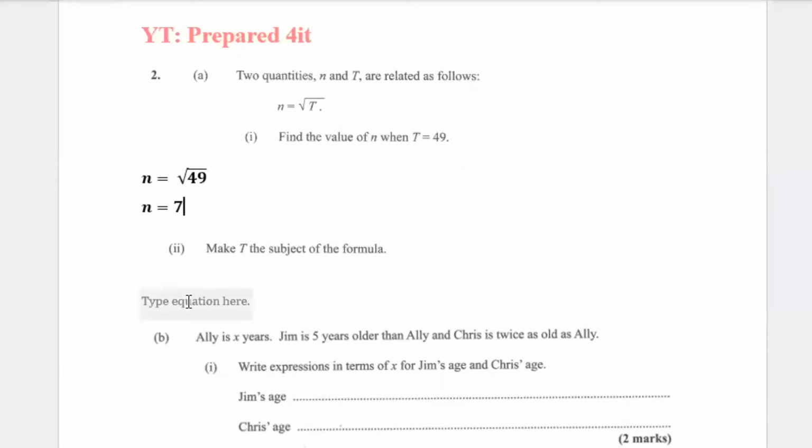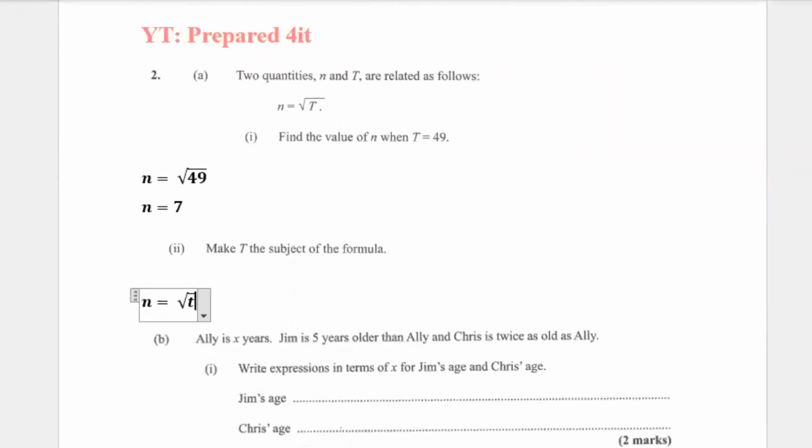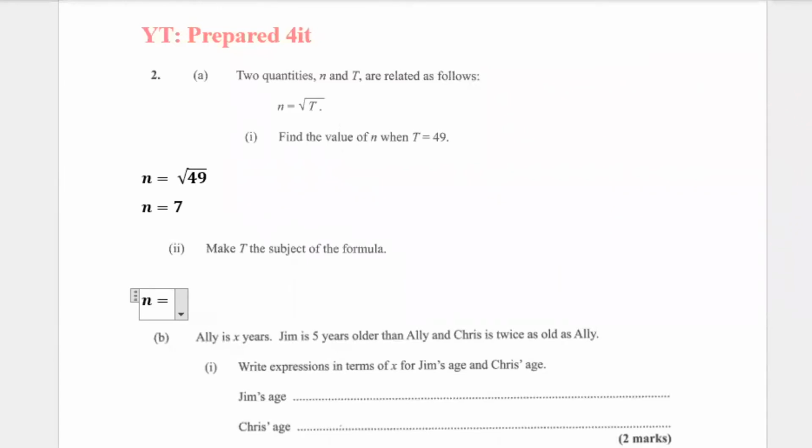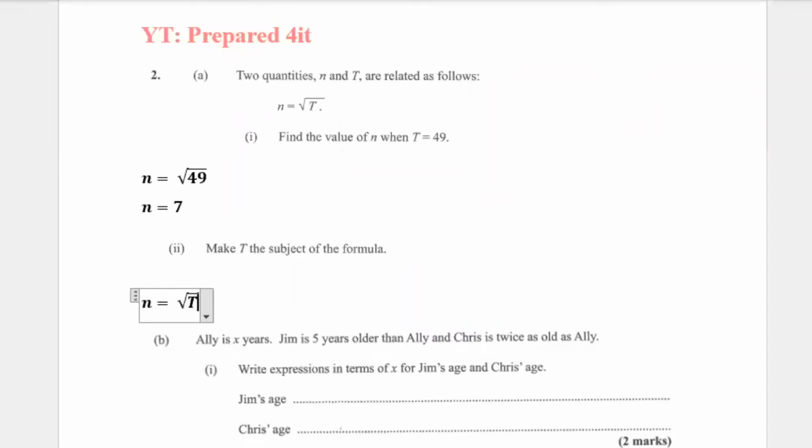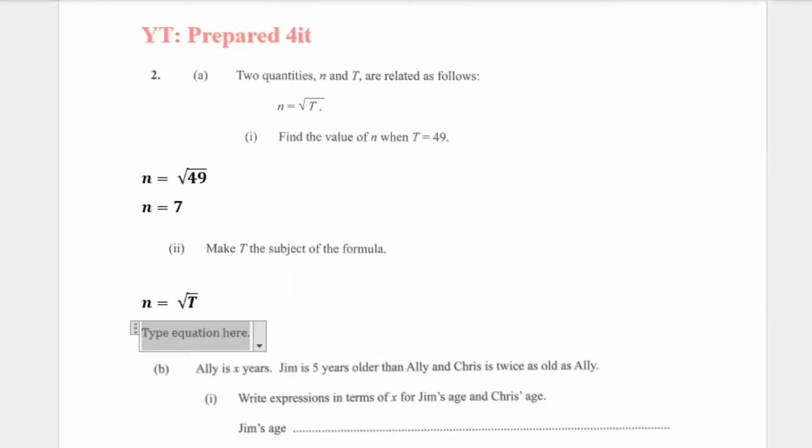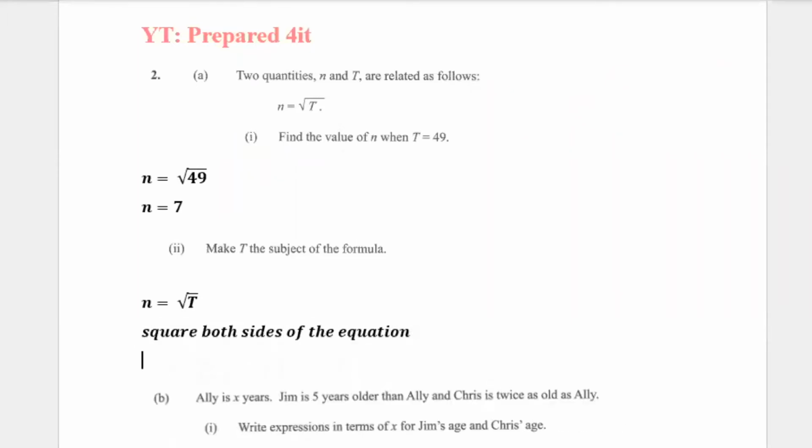Part 2 now says make t the subject of the formula. So we have n is equal to the square root of t. The first thing that we're going to do is to square both sides of the equation. I'm taking it in steps. We're squaring both sides in order to get rid of the square root here.